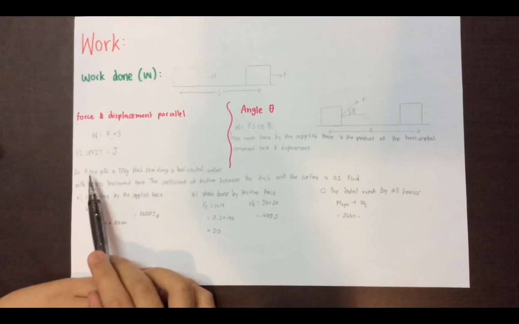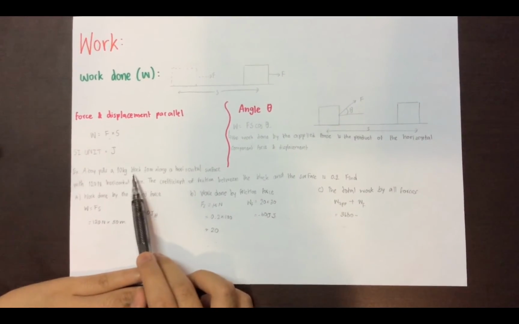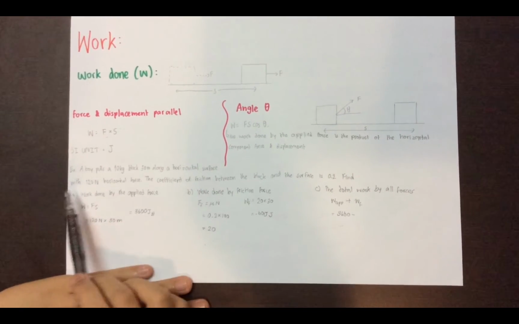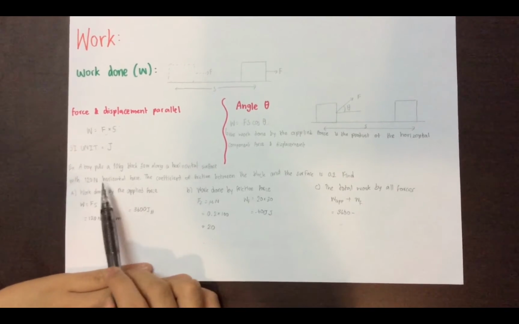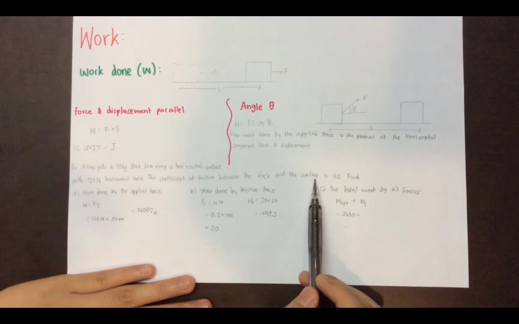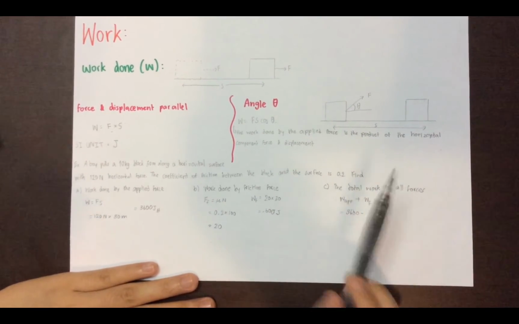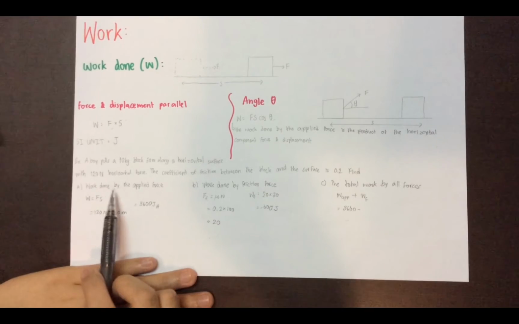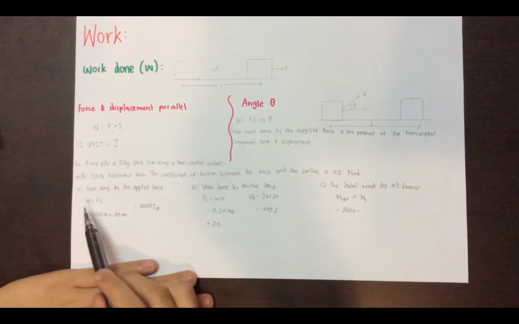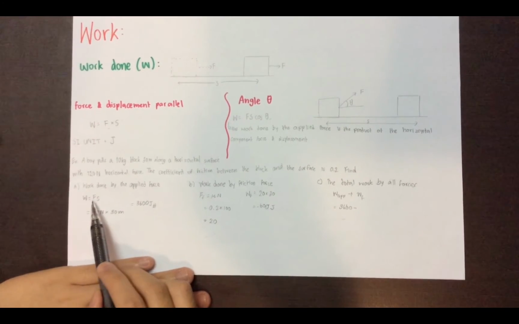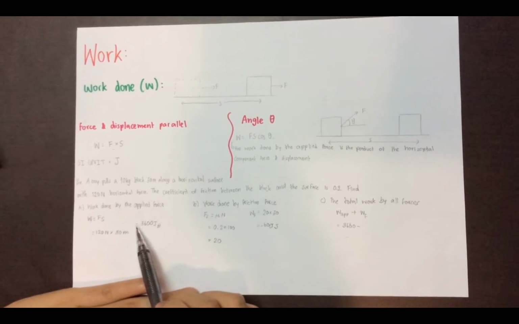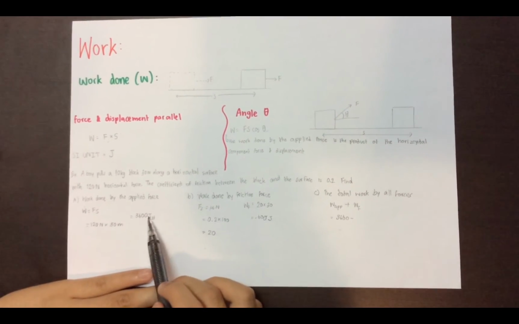The example: a boy pulls a 10 kg block 30 meters along a horizontal surface with a 120 Newton horizontal force. The coefficient of friction between the block and the surface is 0.2. First, we need to find the work done by the applied force. We use the formula work equals force times s. It will be 120 times 30, and we get 3600 joules.